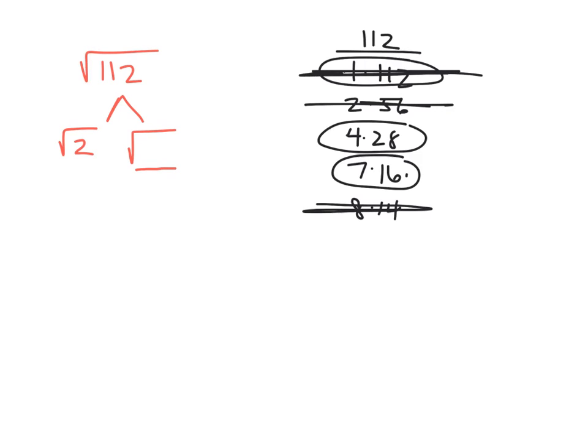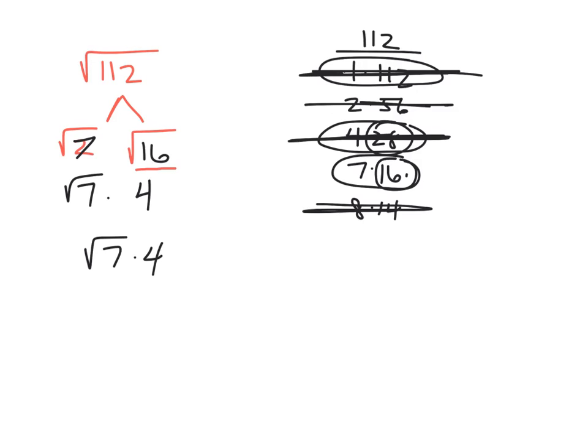And the biggest one between here, you might think, oh, well, 28's the biggest number. But remember, 28's not a perfect square. 16 is. So we're actually going to go with 7 times 16. Square root of 16 is 4. And you might say, okay, well, this is my answer.